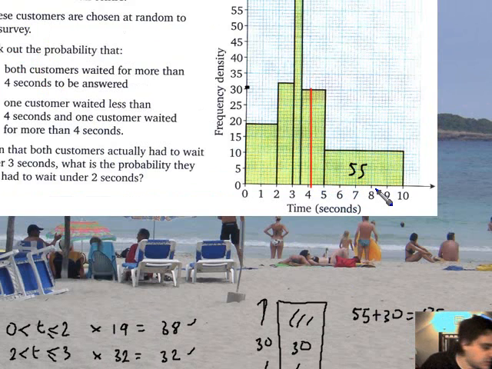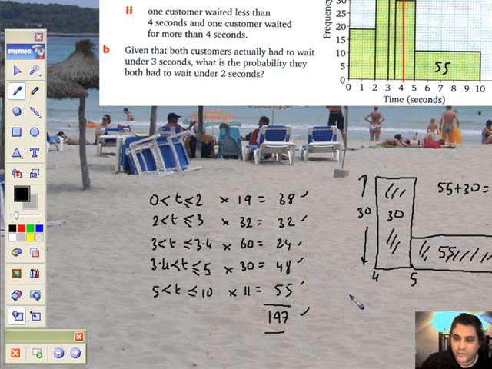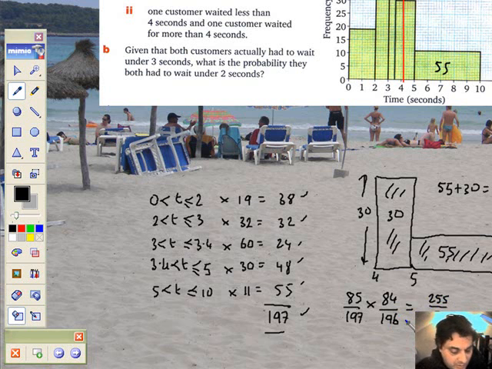So what do we have here? The question says, what is the probability that both customers waited for more than 4 seconds? Well, for the first customer, we've got 85 over 197, and there's the total right there. And the other customer will be the remaining 84 who waited longer than 4 seconds out of the remaining 196 customers. Now I've calculated this and it simplifies down to 255 over 1379. If you do that, you end up with a big number over an even bigger number. That does in fact simplify down.